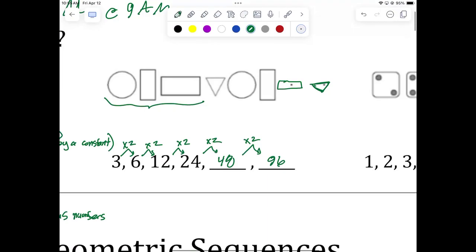Okay? We call this pattern a geometric sequence. A geometric sequence is multiply or divide to get the next term. So an arithmetic sequence, you add or subtract to get the next term. A geometric sequence, you multiply or divide to get the next term. All right, very good.